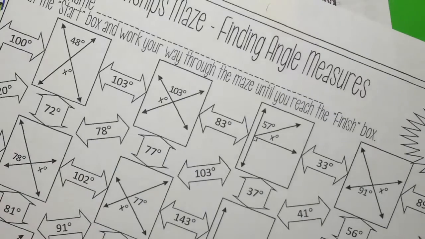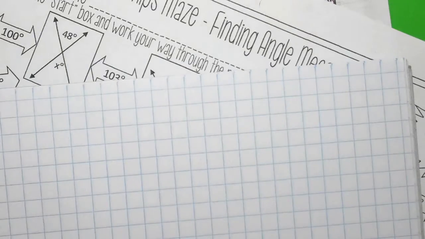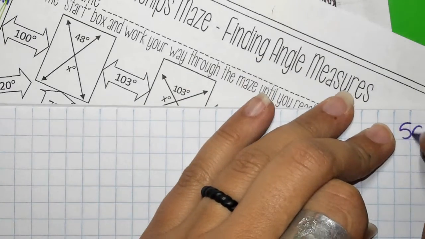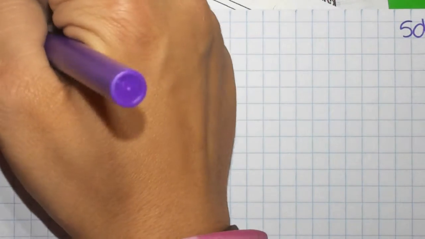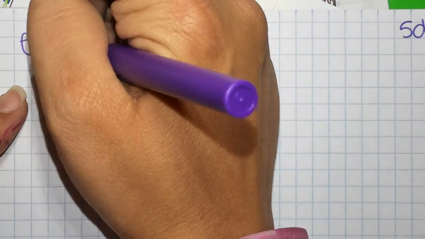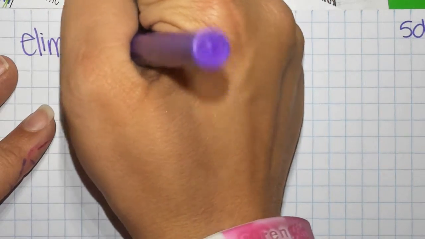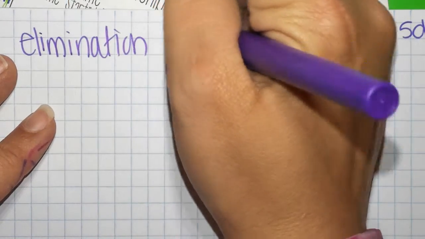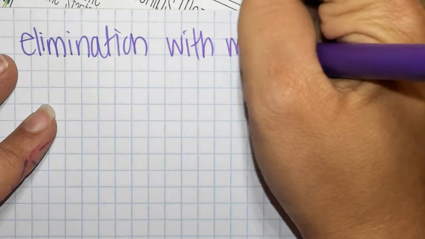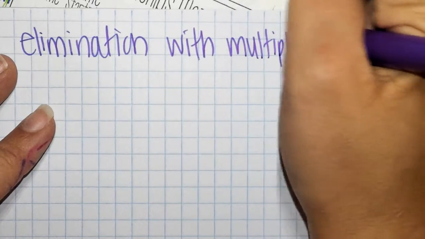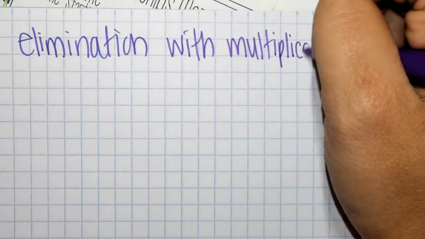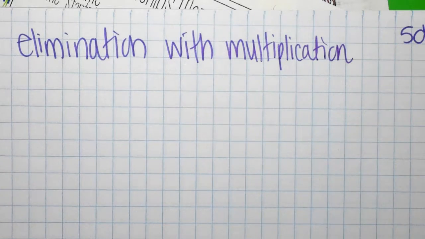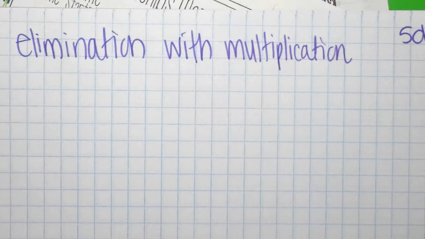Okay, so I'm going to write this problem on 5D because I'm out of room. And we're going to title it Elimination Using Multiplication. Elimination with multiplication. Alright, Tater Tots, let's go. Come on, write this down.